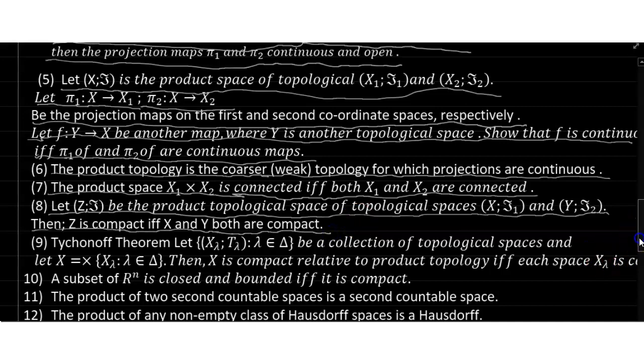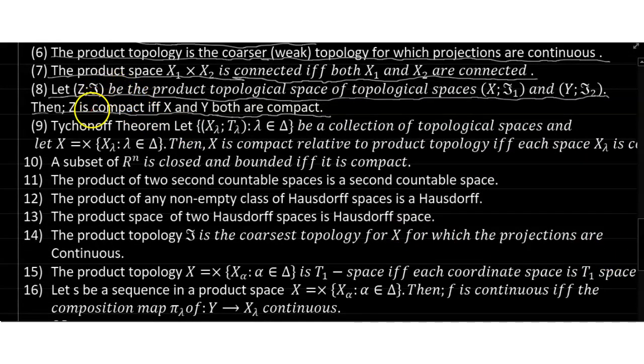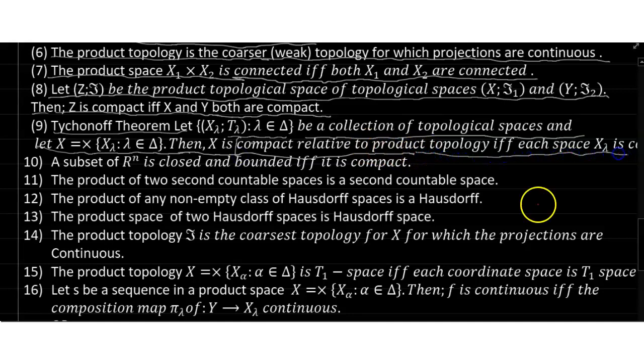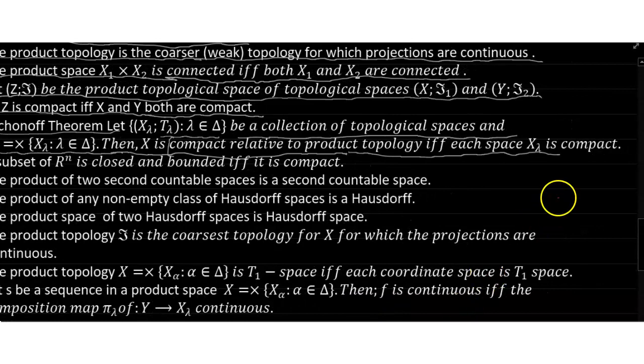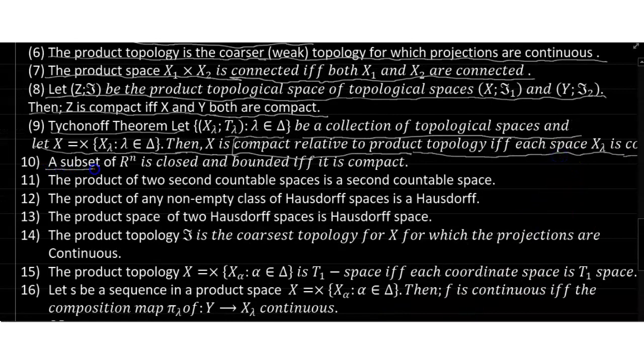Tychonoff theorem. Let (X lambda, T lambda), lambda belongs to Delta, be a collection of topological spaces, and let X be the product of X lambda, lambda belongs to Delta. Then X is compact relative to the product topology if and only if each space X lambda is compact. This word, relative, is very important. A subset of R to the power n is compact if and only if it is closed and bounded.